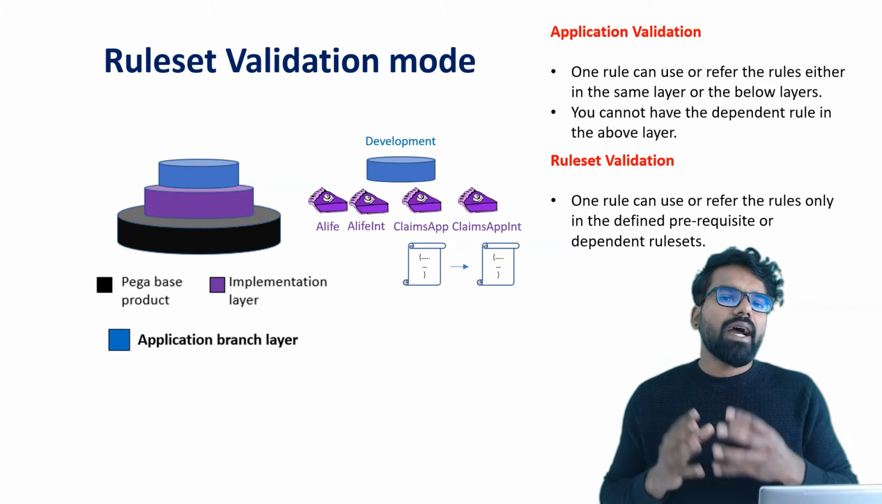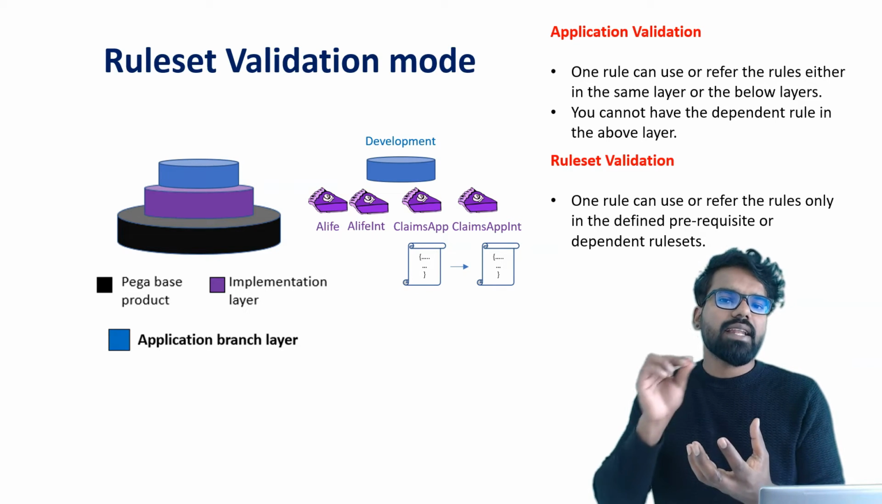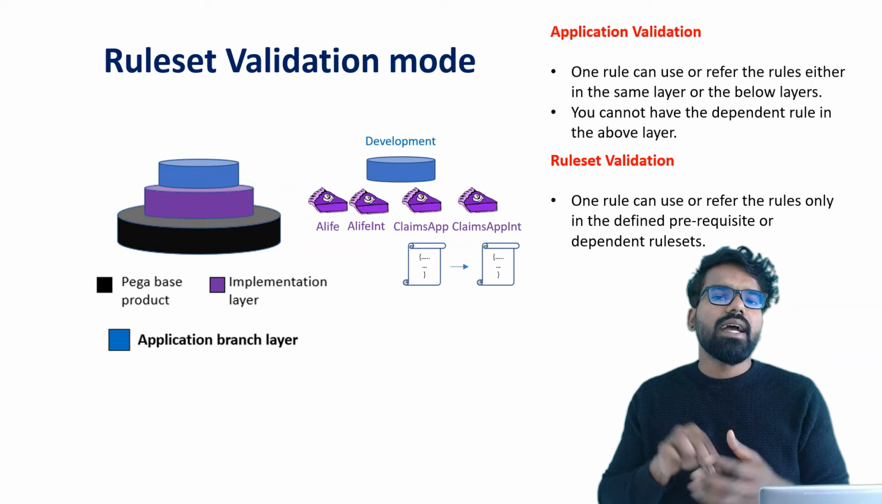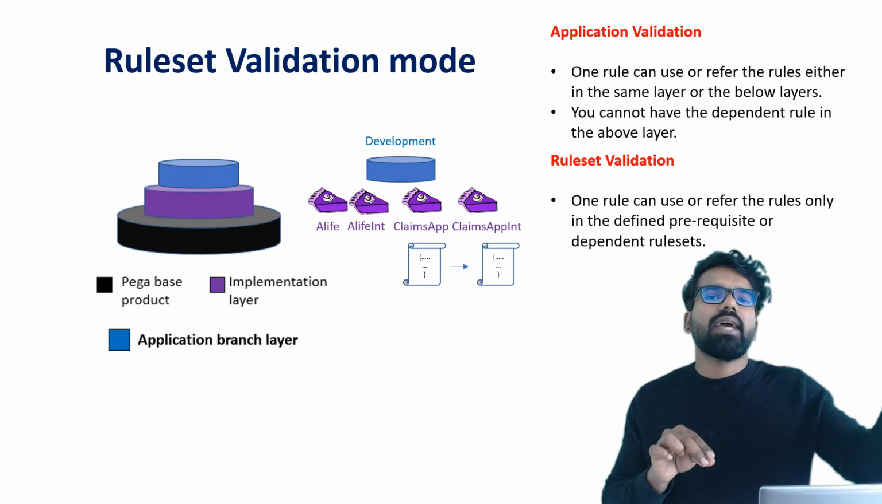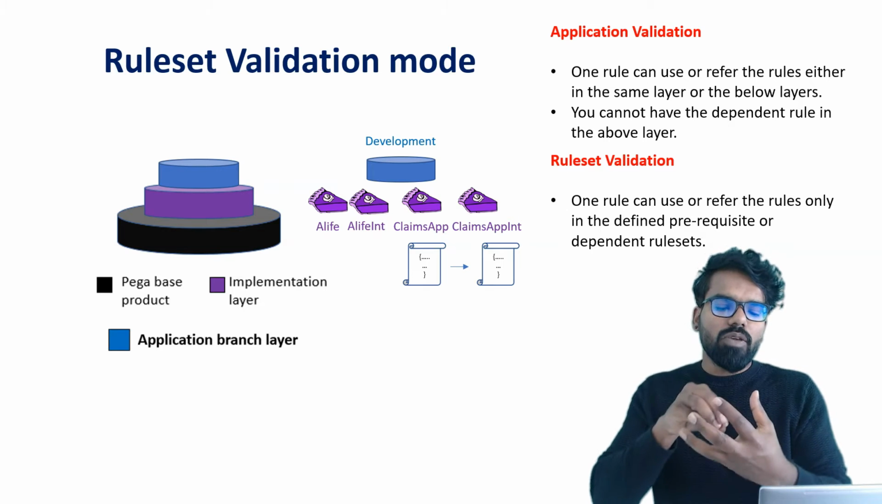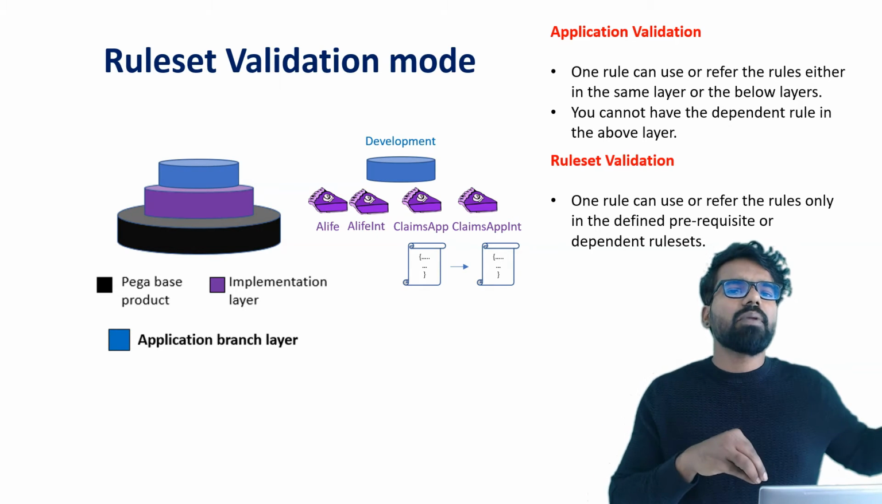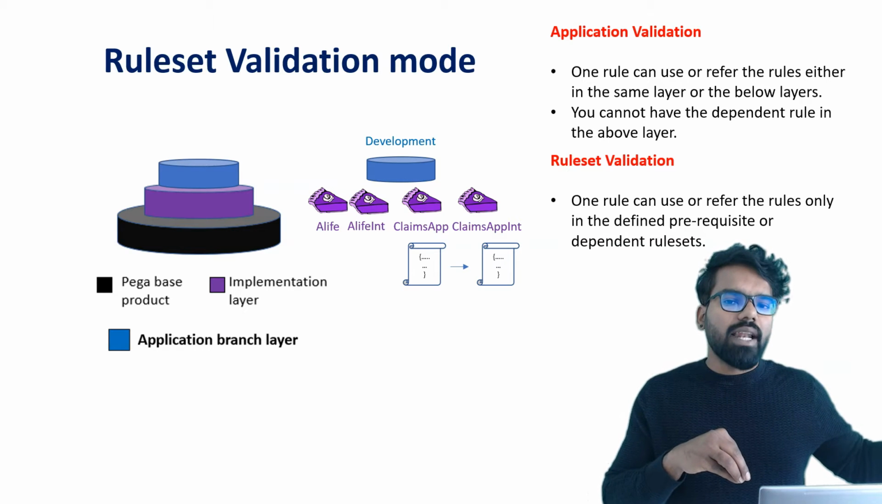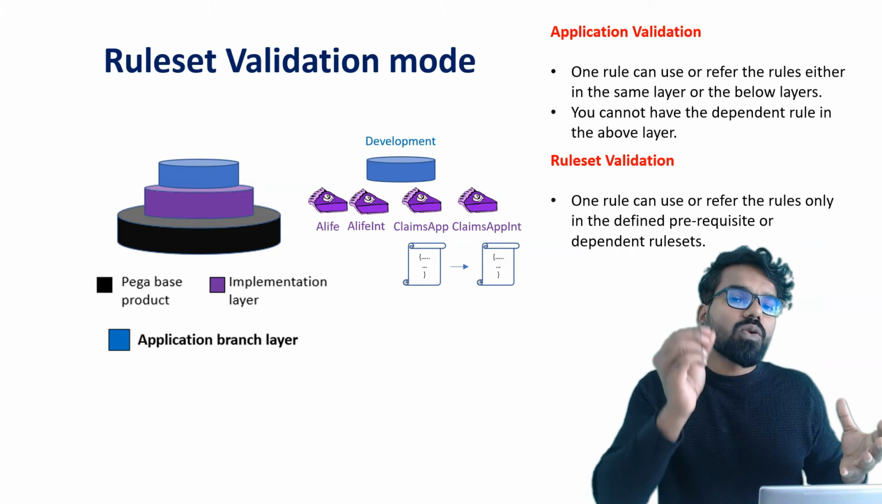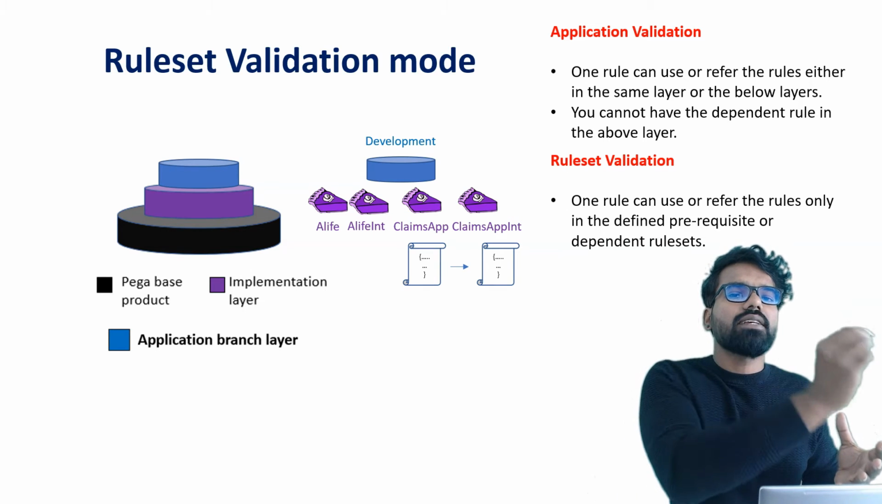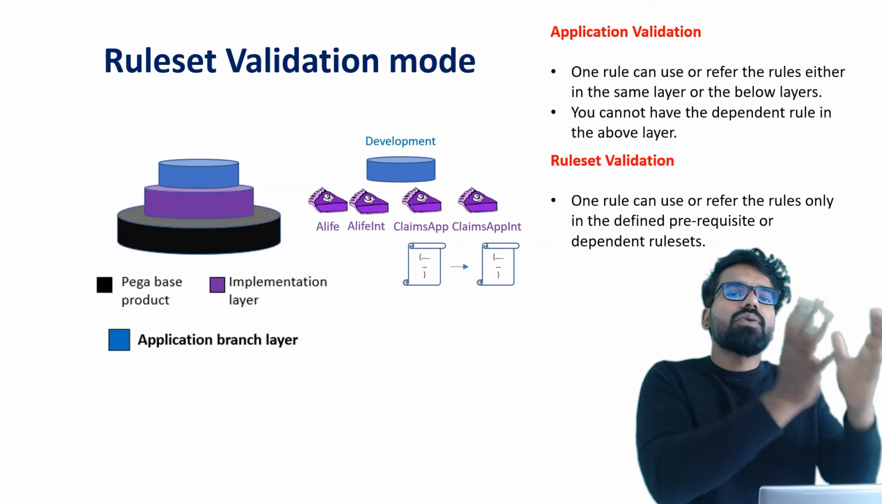Now let's say I have an organizational rule set. There is an activity in the organizational rule set, and that is referring to code from the ClaimsApp rule set. Now if I want to plug this organizational rule set into a different implementation application, which is not Claims, it means the Claims rule will not be visible to this organizational rule, right? Because it is in a different stack.